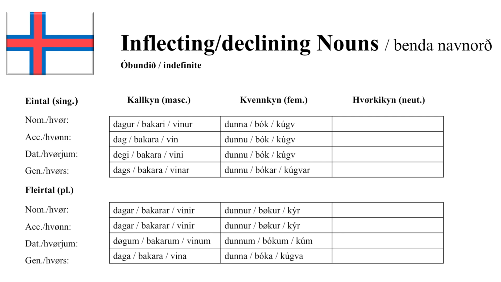And then in plural, hvør der, flere dunnur, flere bøker, flere kur. Hvønn sást du, dunnur, bøker, kur. Hverjum møtte du, dunnum, bókum, kum. And hvers det, dunna, bóka, kikva. Genitive in plural always ends with a.